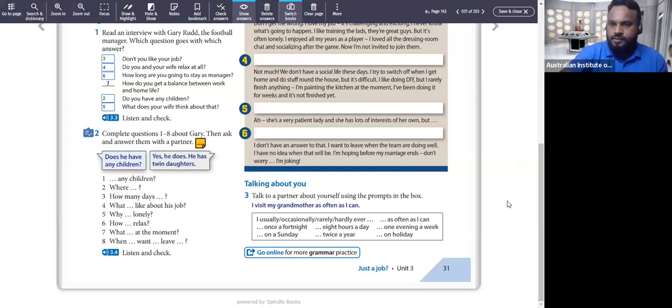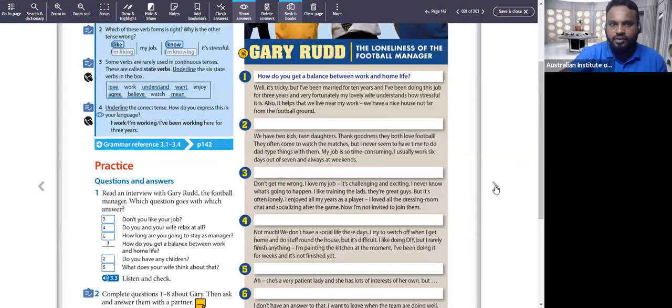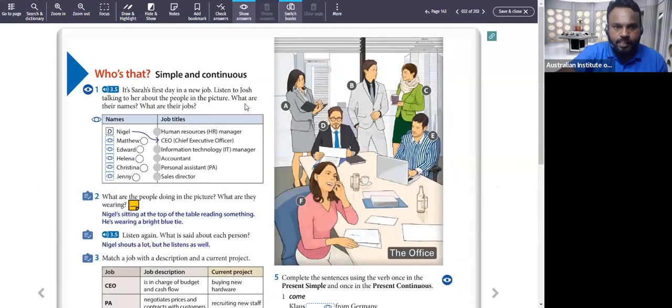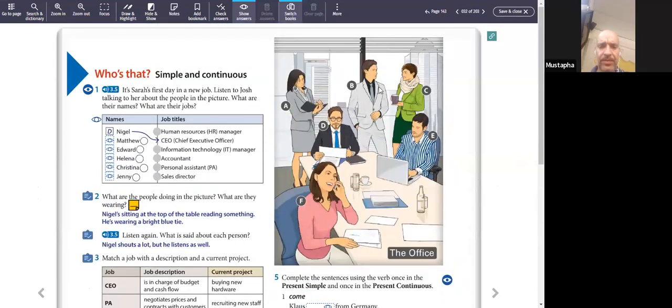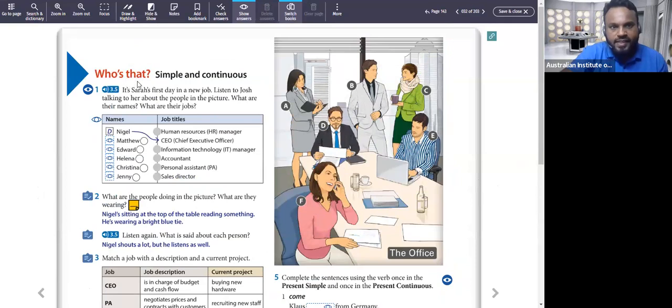All right, that's good. We'll see what we have on the next page. Next page, we have simple and continuous. Although we haven't done the continuous, we'll get to know from here. We know the structure, so we'll get to know from here.